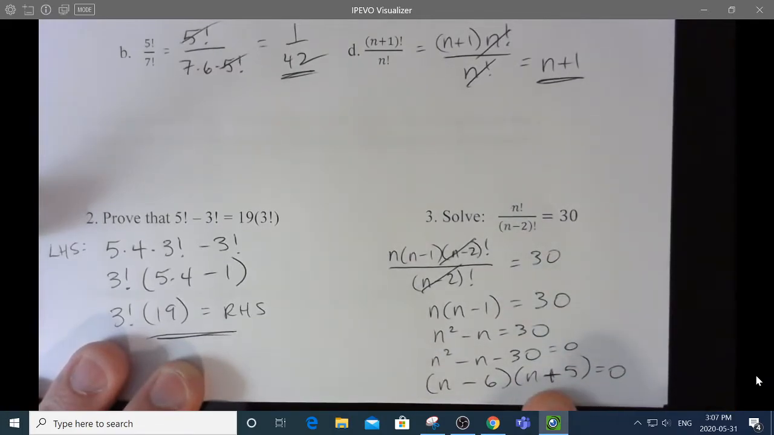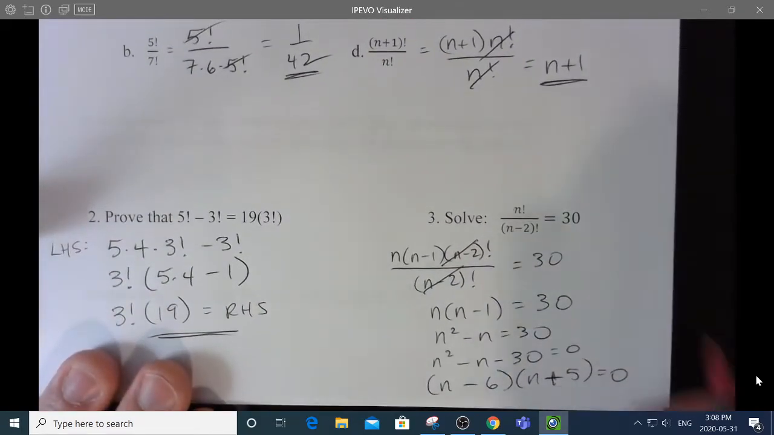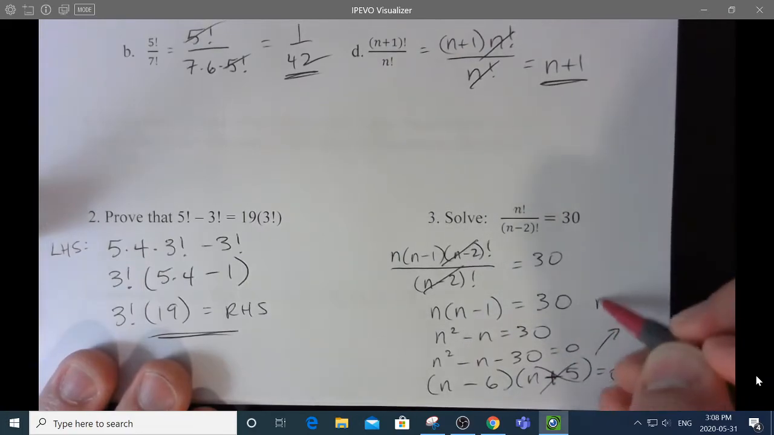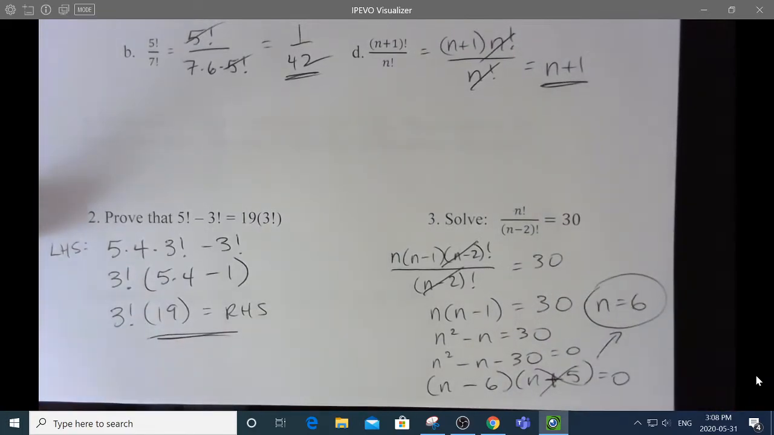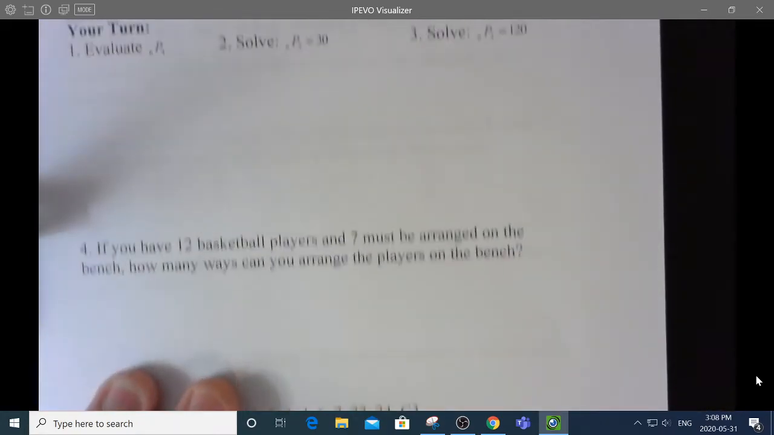That of course lends you to the answer n is -5, which can't be. Again, we have to be in natural numbers. We can't be in integers. So this is an extraneous answer, and the right answer is just n equals 6. Cool. So there's some algebra with factorials. You'll have some of those in your homework.